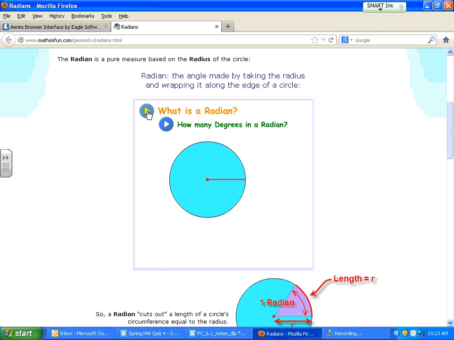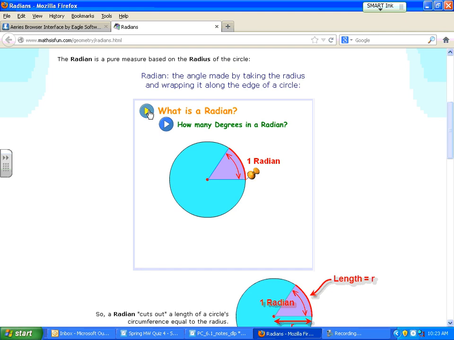So what is a radian? Well, there's a pen that measured the radius, and then we took that radius length and we wrapped it around the outside of the circle, giving me what the radian measure is. Pretty cool. Okay, let's see that again. There's the radius. Let's take it. That is incredible.